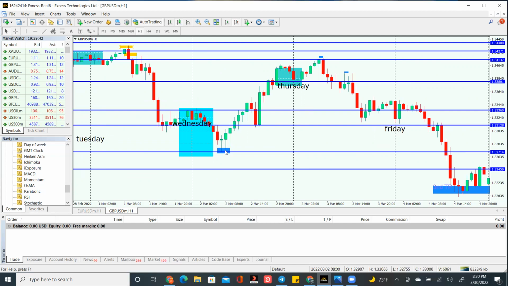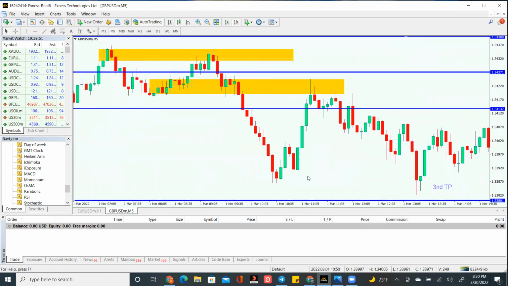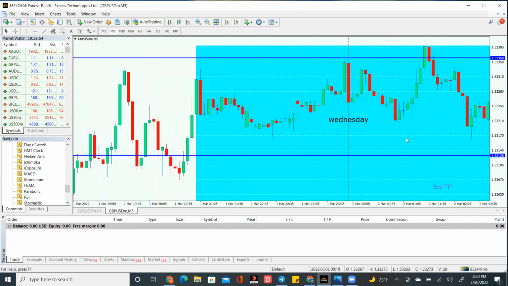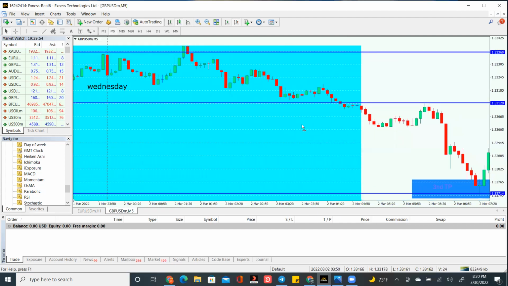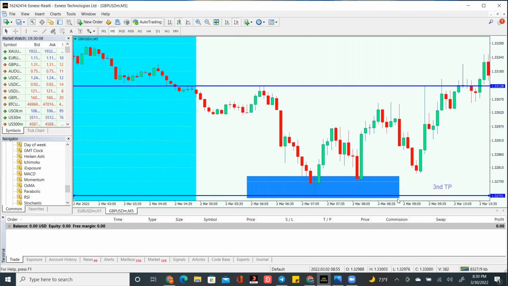You mark this area, this March 2nd. Let's go to 5 minutes. March 2nd. This is the area. You mark this area, then all you need to do, look for the order block.